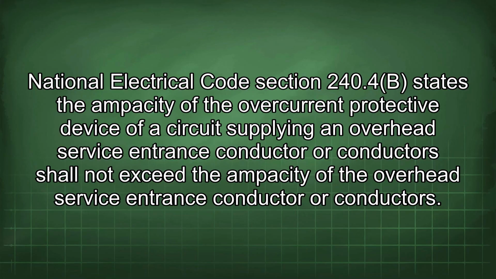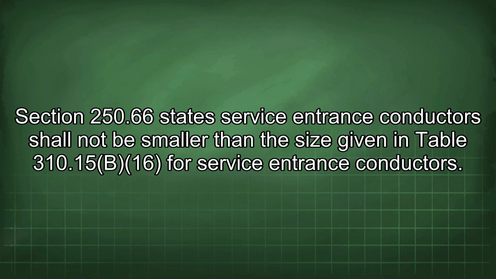National Electrical Code Section 240.4(B) states the ampacity of the overcurrent protective device of a circuit supplying an overhead service entrance conductor or conductors shall not exceed the ampacity of the overhead service entrance conductor or conductors. Section 250.66 states service entrance conductors shall not be smaller than the size given in Table 310.15(B)(16) for service entrance conductors.